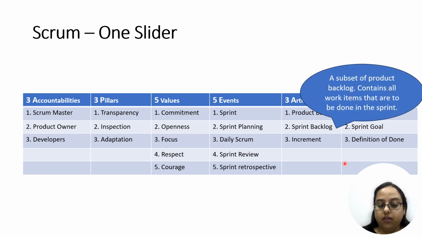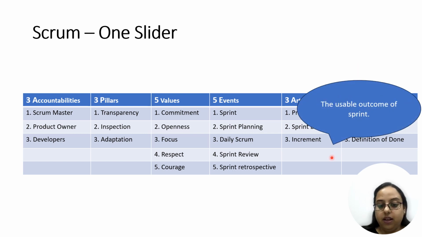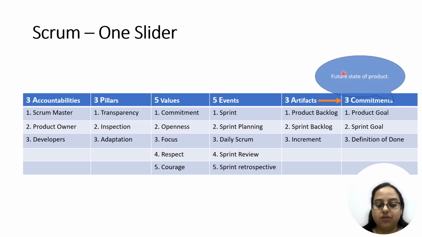Okay, then the next is a sprint backlog. A sprint backlog is the subset of product backlog. It contains all the work items that are to be done in the sprint. The next is increment. Increment is the usable outcome of the sprint, the done work, something of value to the customer.